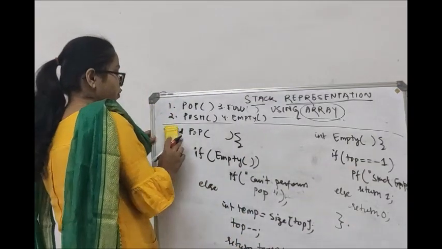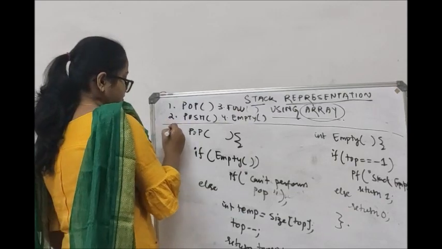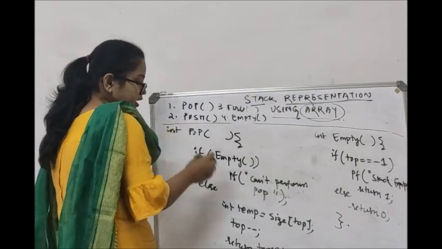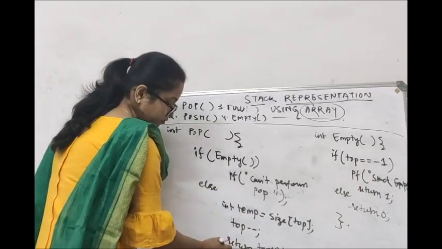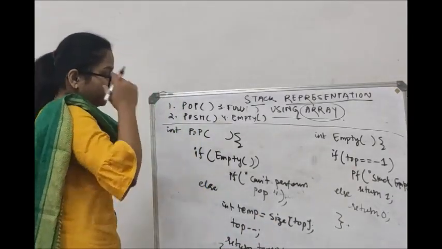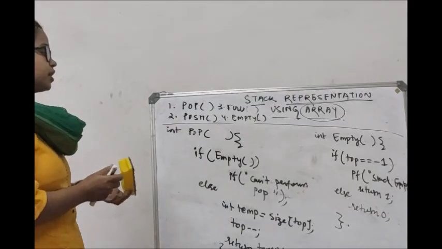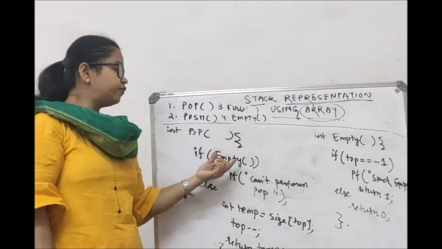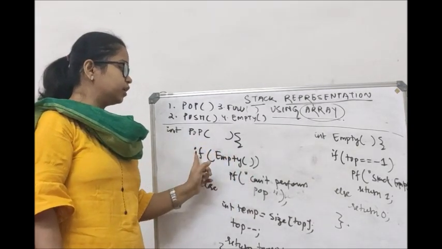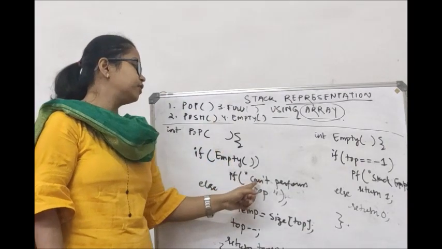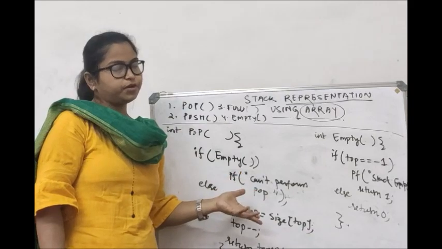So this is not void pop, this is int pop because we are getting an integer element. The return type and whatever we are returning must be of the same type, that we have studied already. So this is about pop. We are checking first whether it is empty or not. If it is empty, then it will return 1, and once it returns 1, the if condition will be true, and we will print can't perform pop, because it is already empty.